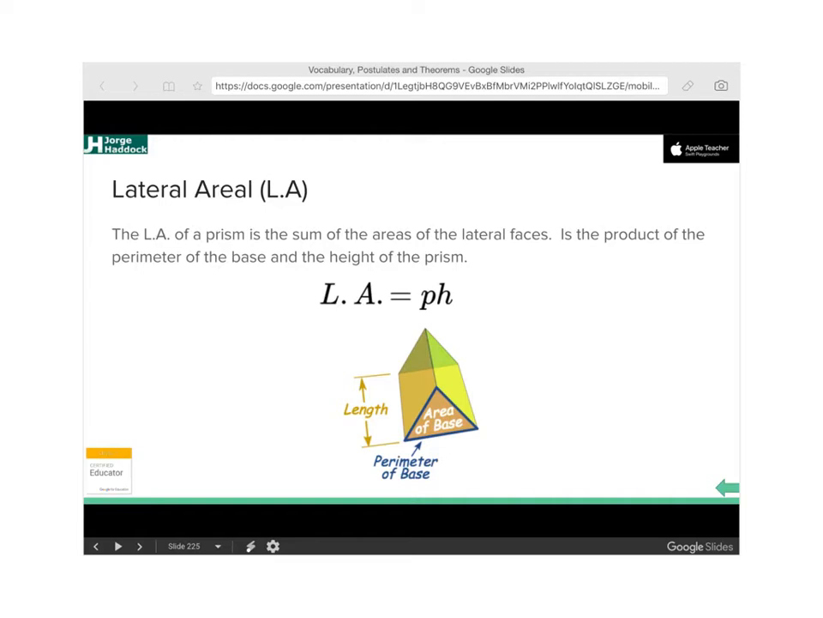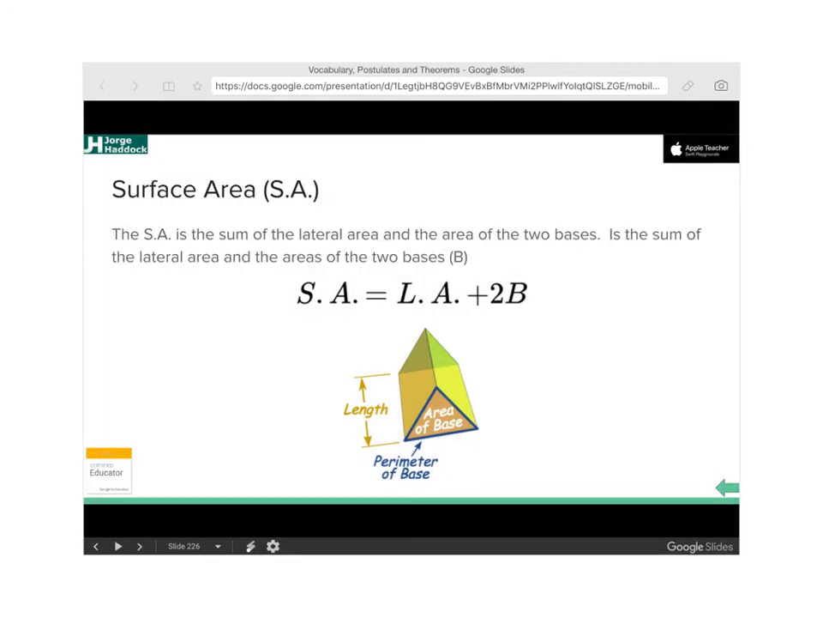So the lateral area of a prism is the sum of the areas of the lateral faces. It's the product of the perimeter of the base and the height of the prism. So it's just the area on the side, without including the bases. The area that includes the bases is the surface area. So as you can see, we have the lateral area plus 2 times the area of the base.